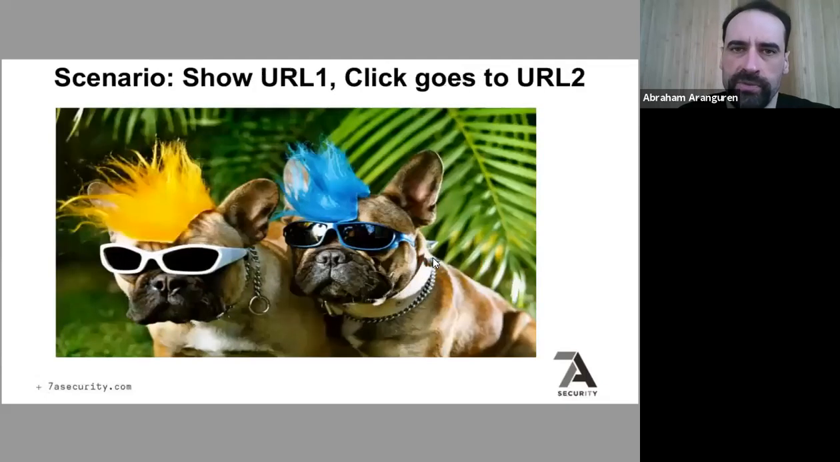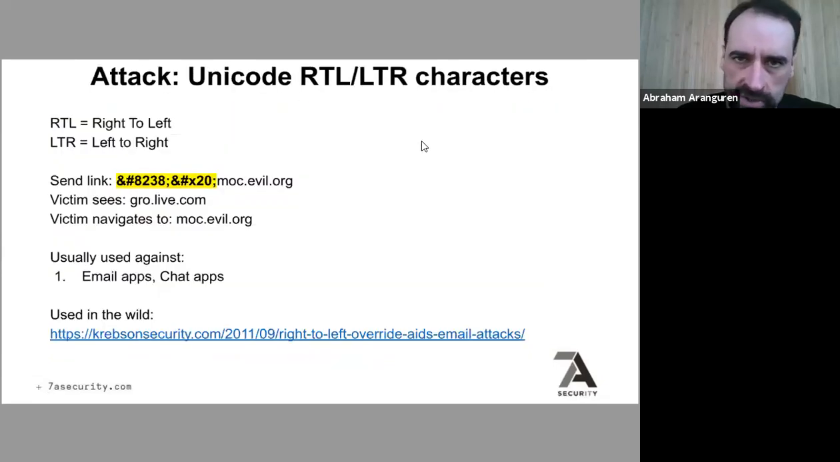And now let's talk about spoofing attacks, right? So this is about showing one URL, but then when the user clicks on it, they really go to another URL. So you can achieve this kind of behavior sometimes with Unicode right to left and left to right characters. So this would be an example. So what you're attacking here is a combination of not mitigating these right to left and left to right characters together with linkification by the application, right?